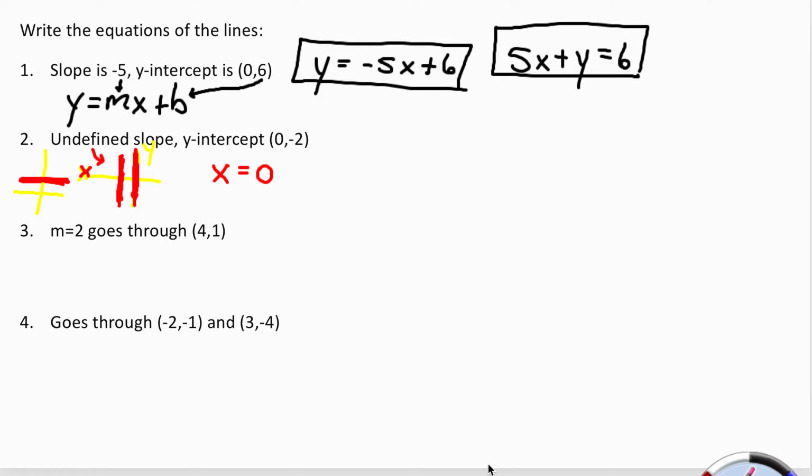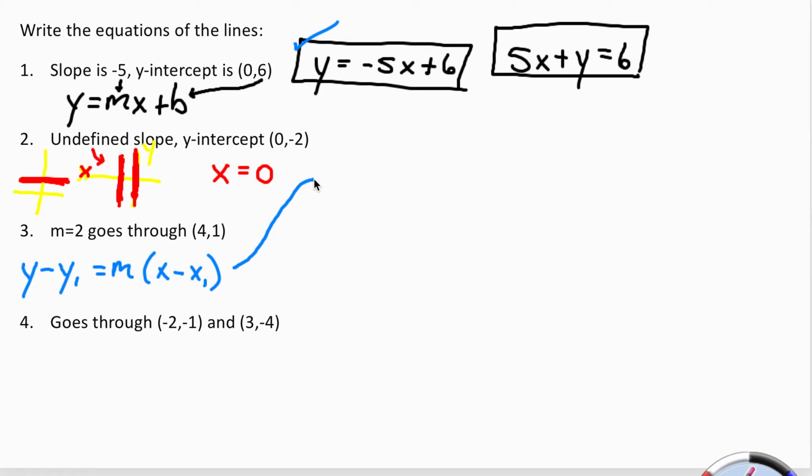Okay, here's one that says the slope is 2 and it goes through this point. So I have to have a slope and a point unless it's special, right? I have to have a slope and a point. So I have that. If the point's the y-intercept, I'm good. If the point is not the y-intercept, I have to know this formula. y minus y sub 1 equals m times x minus x sub 1. And I plug into this formula.